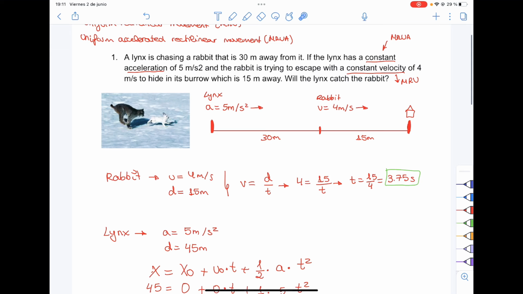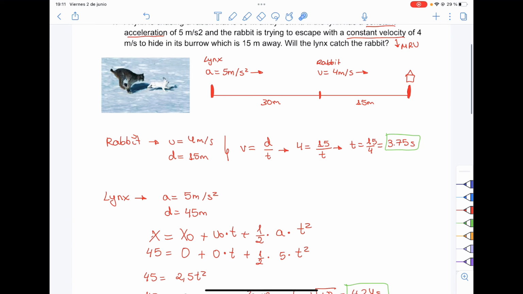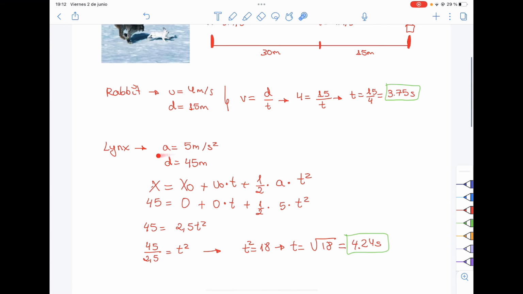Okay, so now I have to do the same, but with the lynx. And for the lynx, I don't know the velocity. I know the acceleration. I know that the acceleration is 5 meters per square second. And I know that the distance is 45 meters. Question, why do I use 45 meters and not 30 meters? Because if I use 30 meters, I'm going to discover how much time is going to take the lynx to arrive to this point. But the rabbit is also moving. So this means that when the lynx arrives to this point, the rabbit has already left. So I have to measure the time with all of this distance, which is 45 meters.